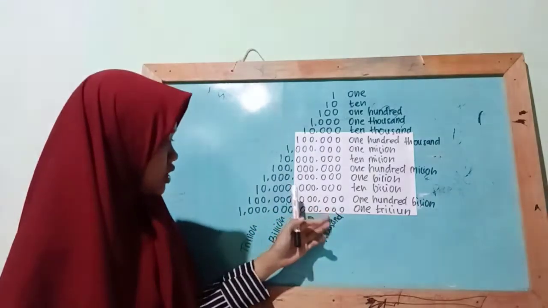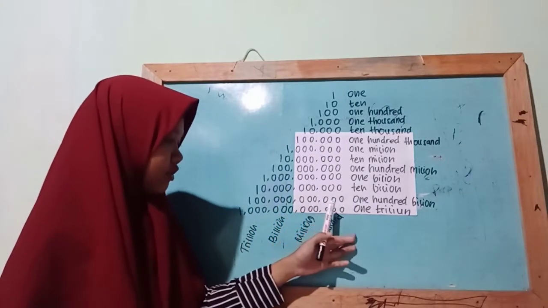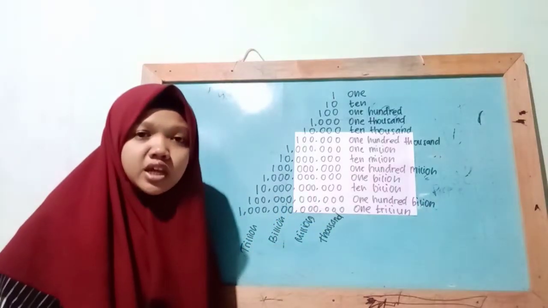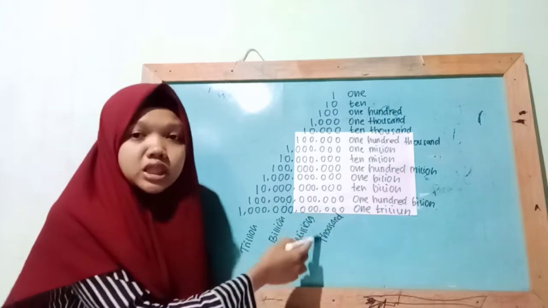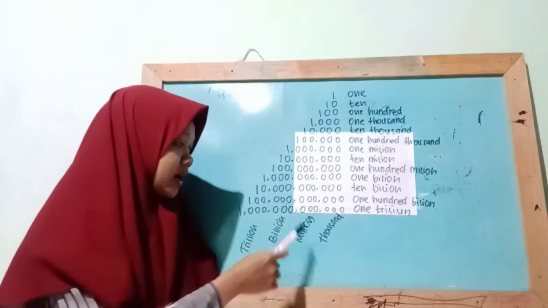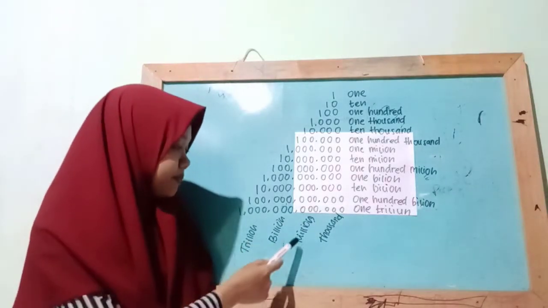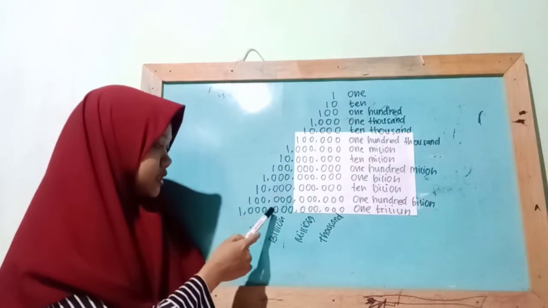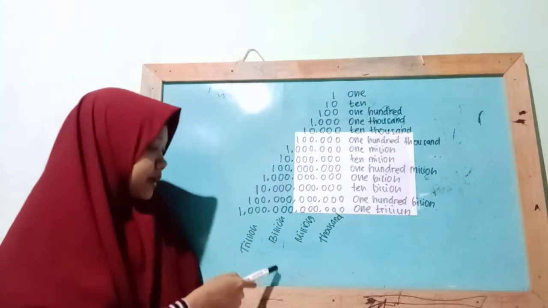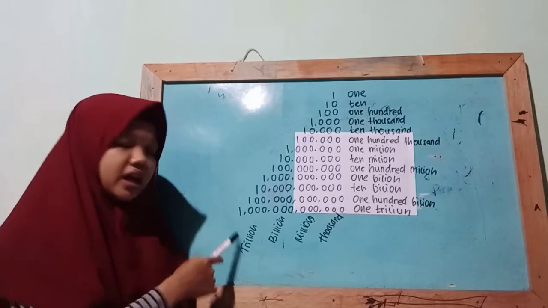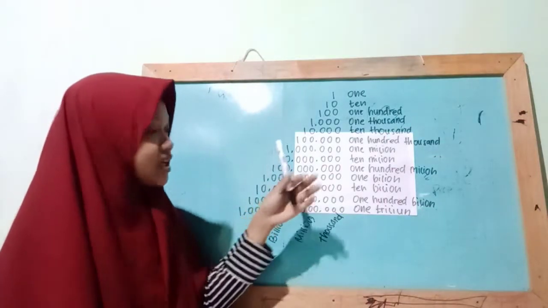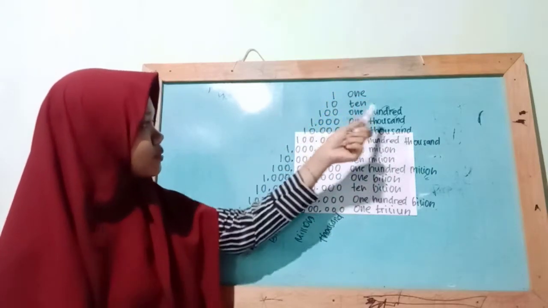For this first comma, if there is a number before it, I will say the word thousand. For the second comma, I will say the word million. For this comma, I will say the word billion. And the last comma, I will say trillion. Okay? So let's go through this.